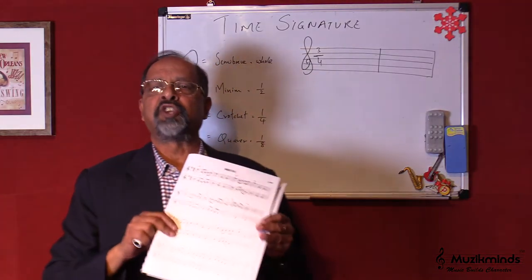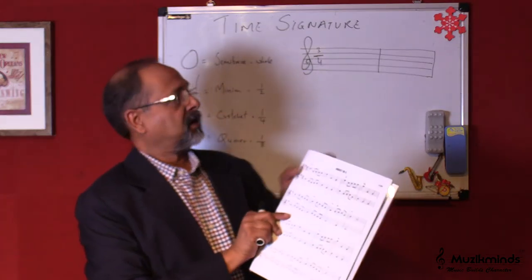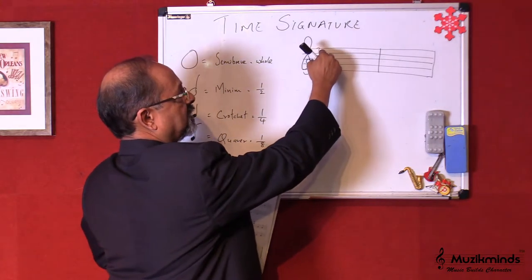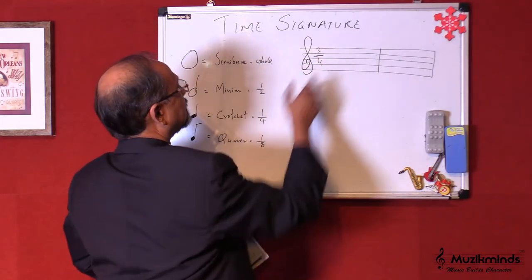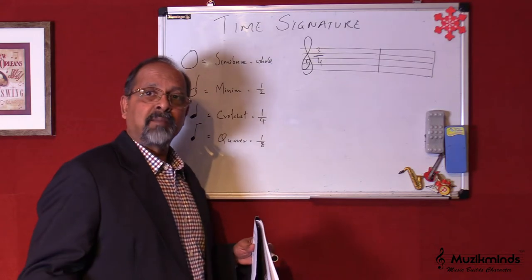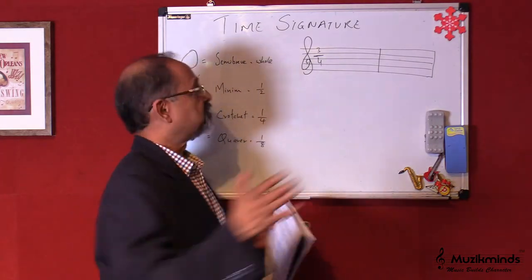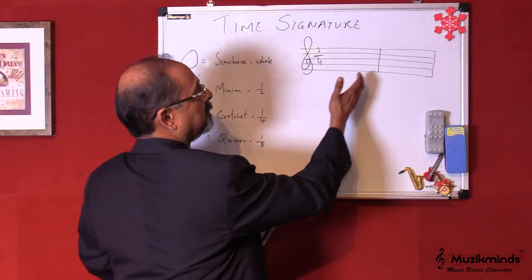If you've seen a music sheet, you would probably notice that there is a figure just after the G clef. Okay, there are two figures, the top figure and the bottom figure. Now, what is this? This is basically the time signature. Now, what is a time signature? Time signature is a notational convention which indicates how many beats are there per bar.